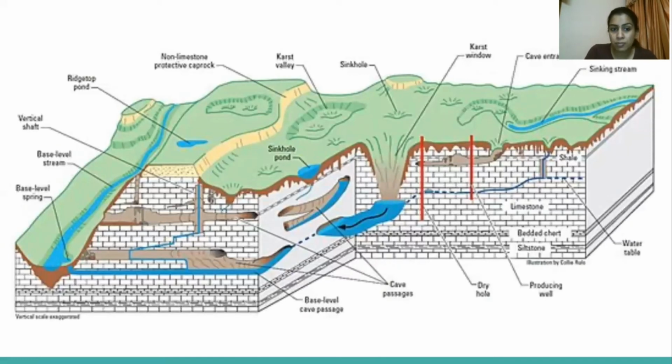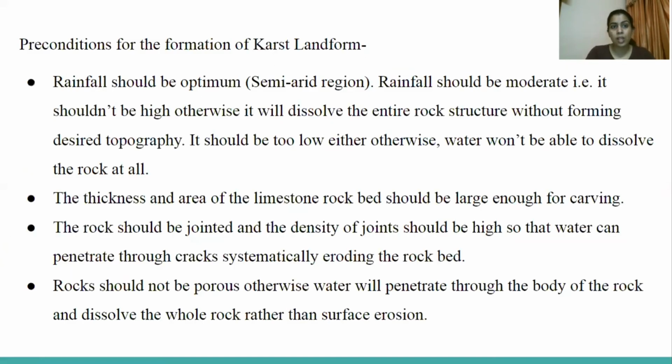So for reference, please see the picture. They are showing what is a karst window, a sinkhole, a karst valley, a sinkhole pond, and many other things. So what are the preconditions for the formation of a karst landform?